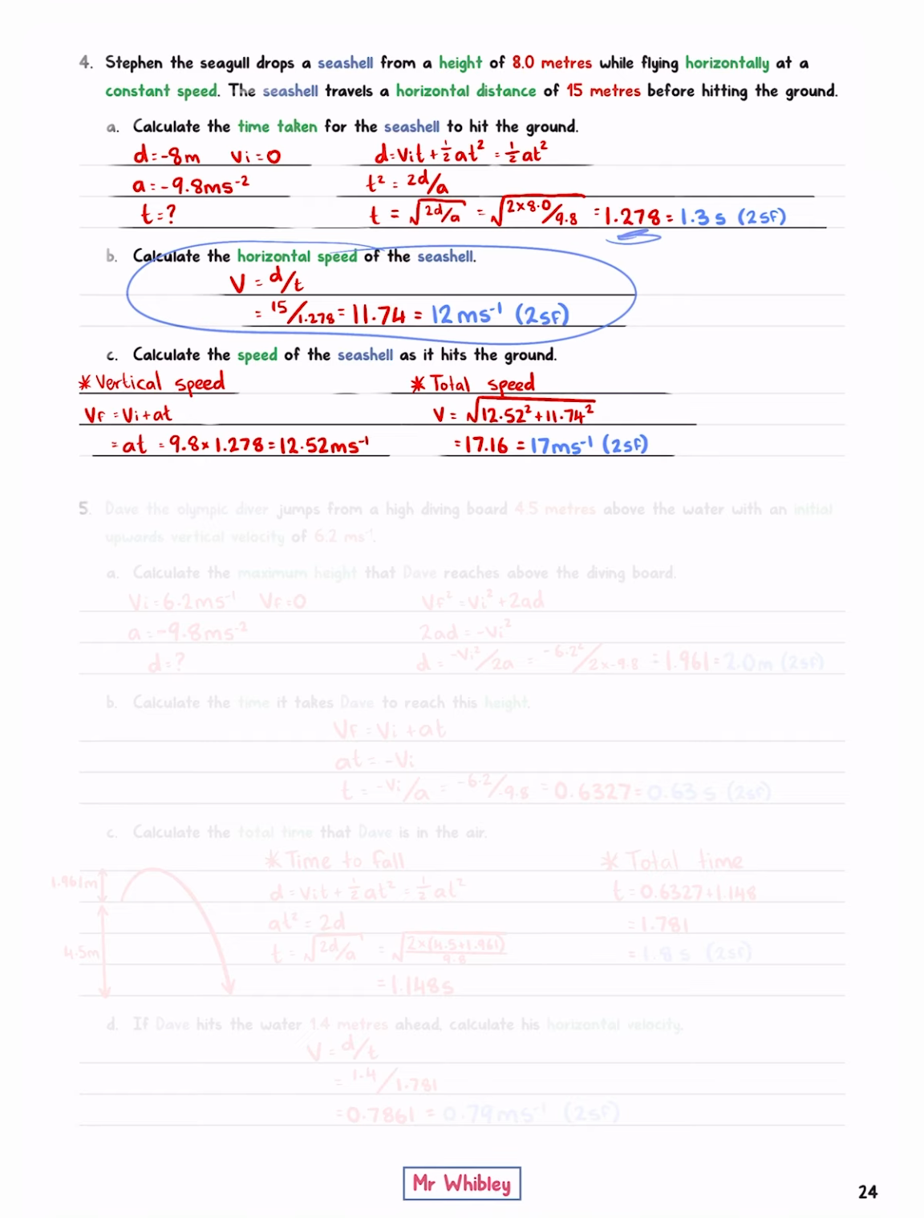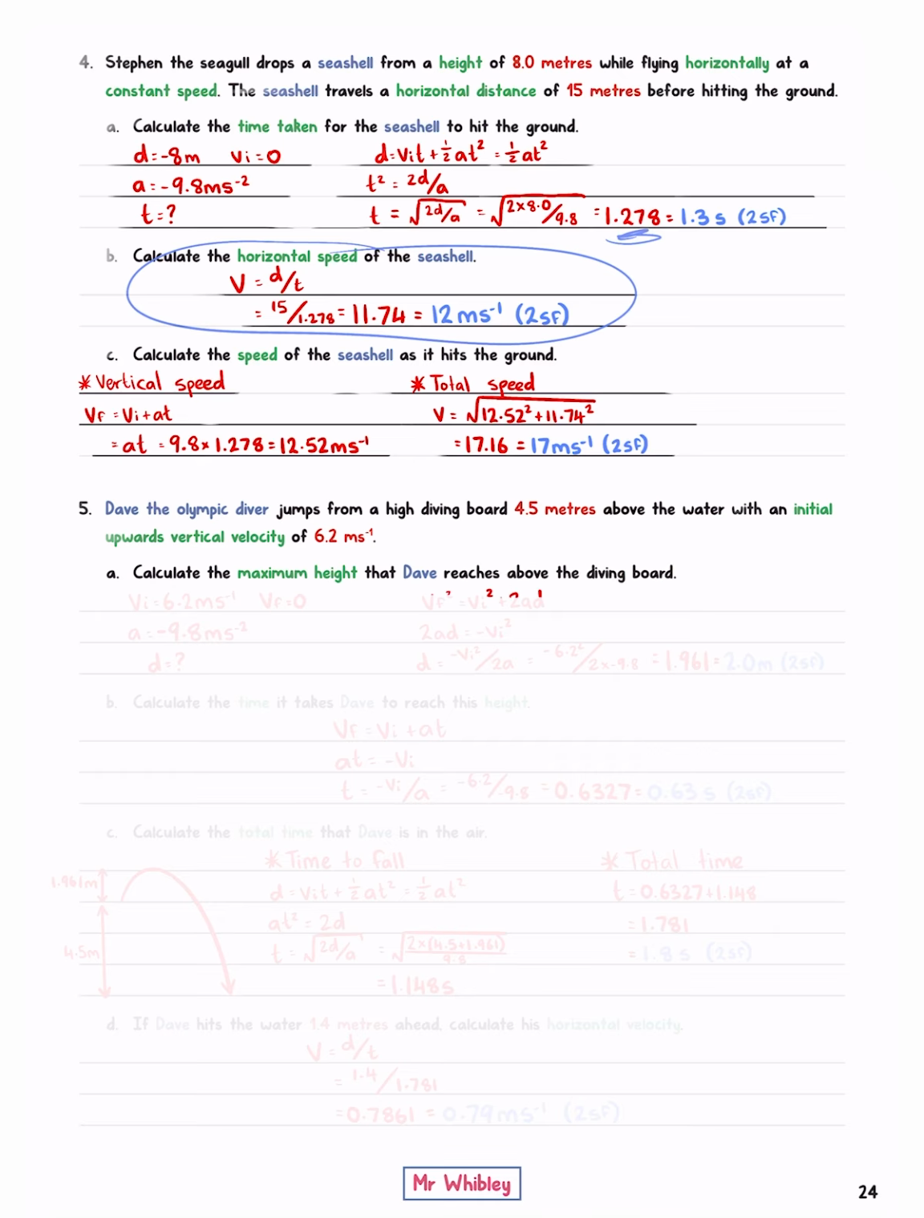Question 5. Dave the Olympic diver jumps from a high diving board 4.5 meters above the water with an initial upwards vertical velocity of 6.2. Calculate the maximum height that Dave reaches above the diving board.